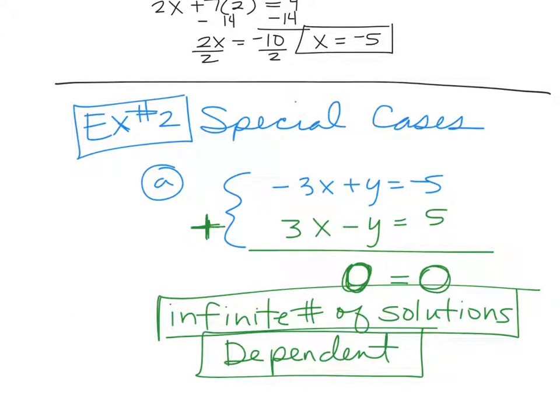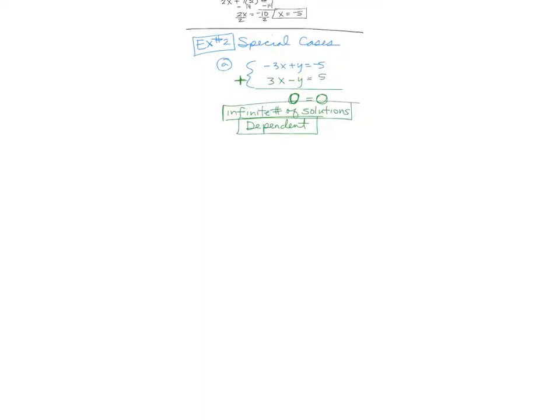Why wouldn't it just be the point 0, 0? Because it's not saying x equals 0. It's saying 0 equals 0, right? The x's and y's went away. They canceled out. So if 0 equals 0, that's always true. So what they're saying is you could put in any number for x and y that works, and it will always be true, okay?